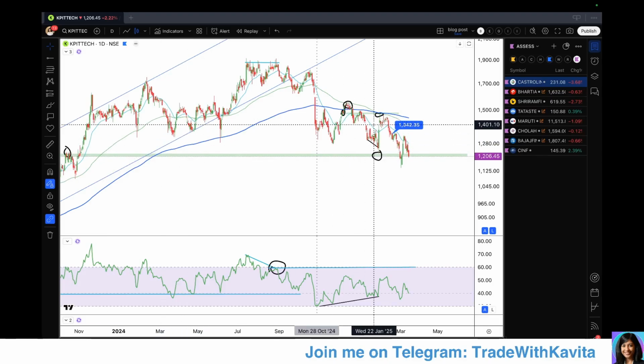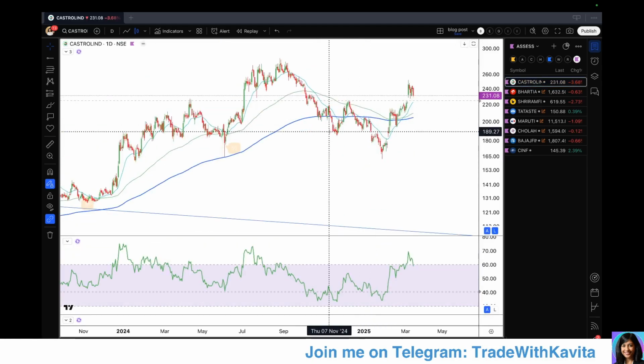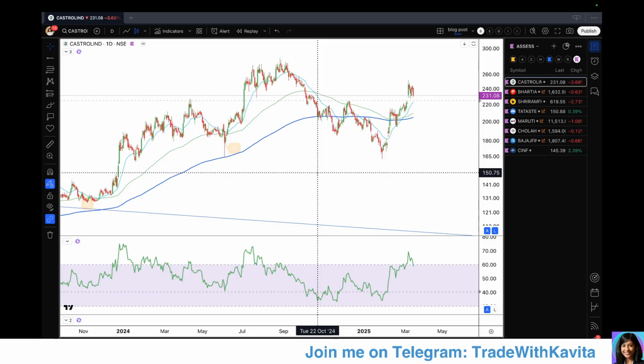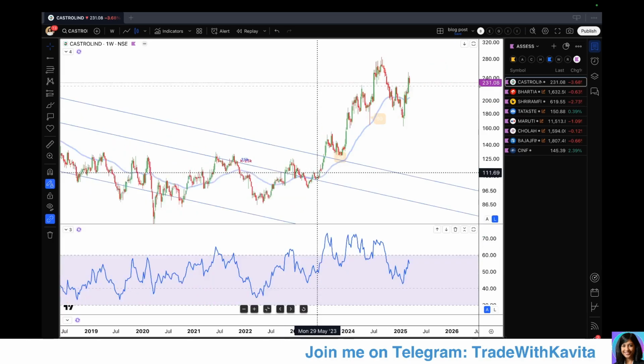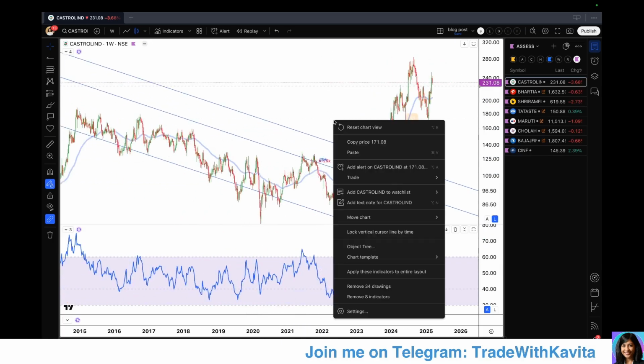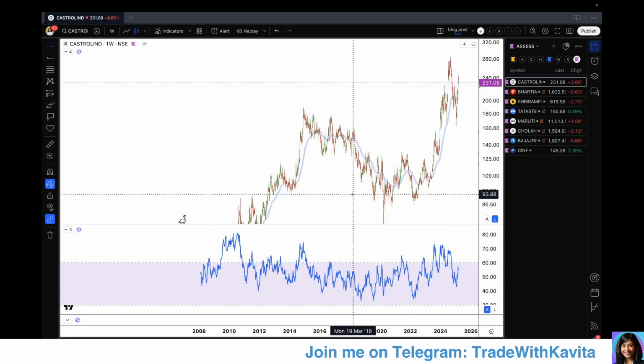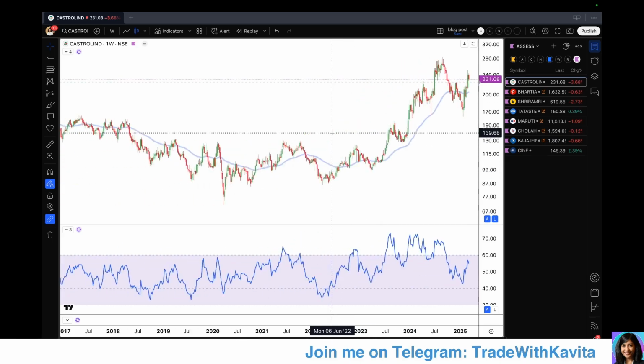So I have shortlisted 8 stocks that I want to trade in for the next 1 week or 2 weeks maybe. But I will look for entry opportunities in these stocks in the weeks to come. Now, why is that? So this is the weekly time frame. Let's first remove all the drawings and do a fresh analysis. So this is the stock of Castrol.